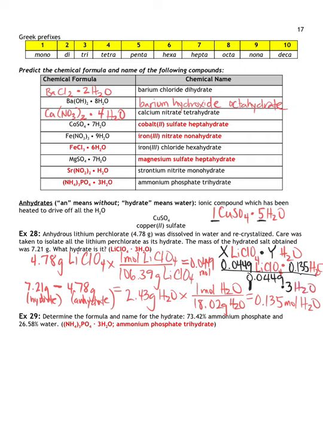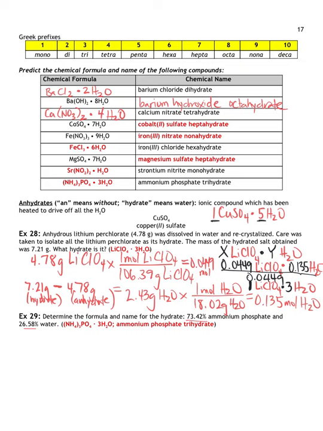So for every 1 lithium perchlorate, there's 3 water molecules. That's how you do that. Go ahead and try out example number 29. Again, try to assume you have 100 grams of the hydrate, and that should help you to maneuver through the problem pretty nicely.